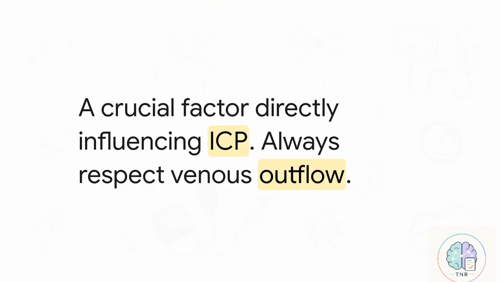Now, parameter 2 is directly related to that pressure we just talked about, jugular venous pressure. This is one of the main physical factors that influences ICP. You absolutely must respect venous outflow. Think about it like a plumbing system. If there's any obstruction here, it backs up the whole system and dangerously raises the pressure inside the skull.